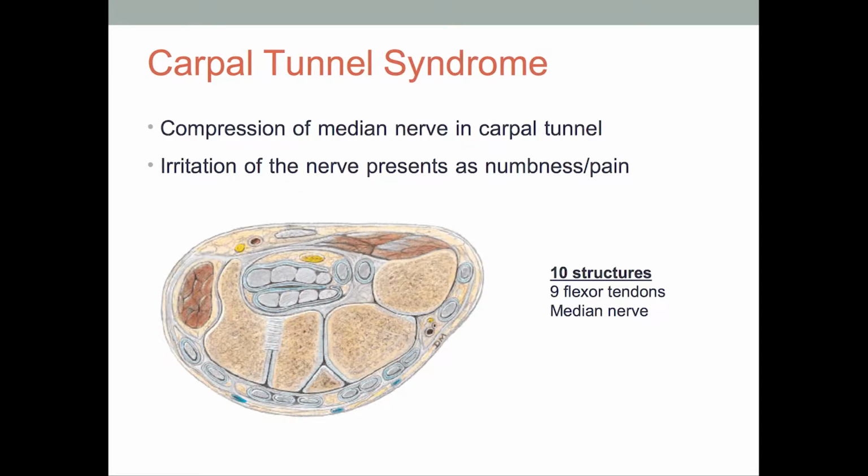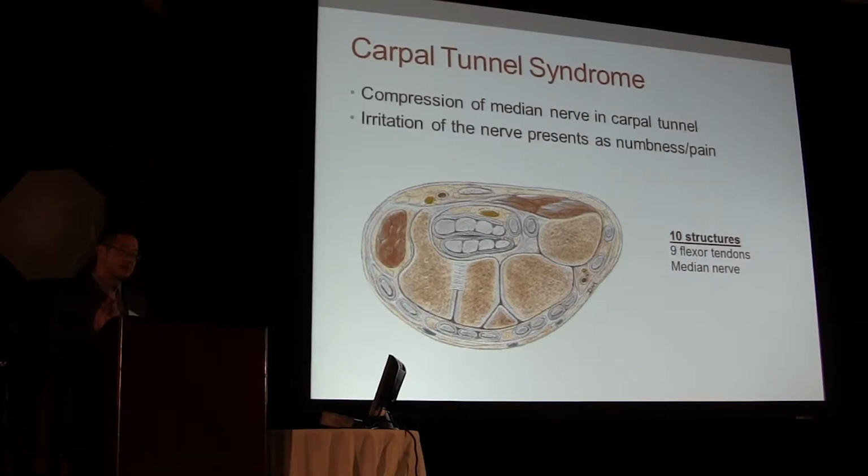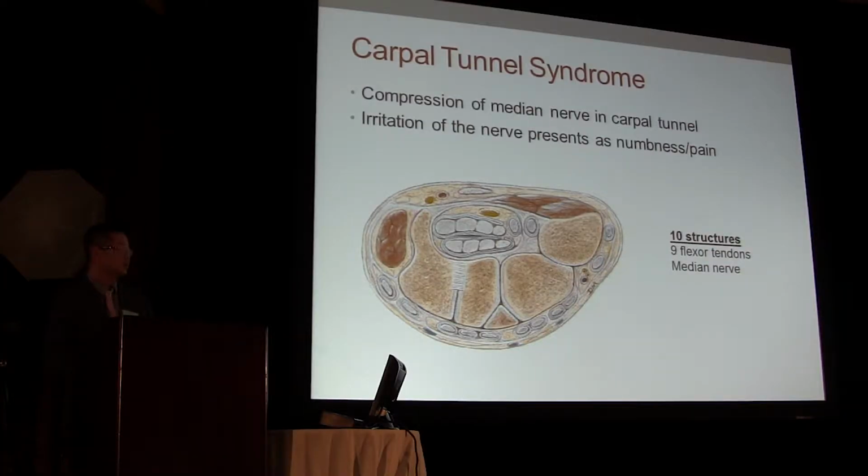So carpal tunnel syndrome, we have to know what's in the carpal tunnel. In the carpal tunnel, there are basically 9 flexor tendons, all the flexor tendons to your fingers. Each finger usually has 2 flexor tendons, and then there's also a flexor tendon to the thumb and the median nerve. Compression of the median nerve with irritation is carpal tunnel syndrome.